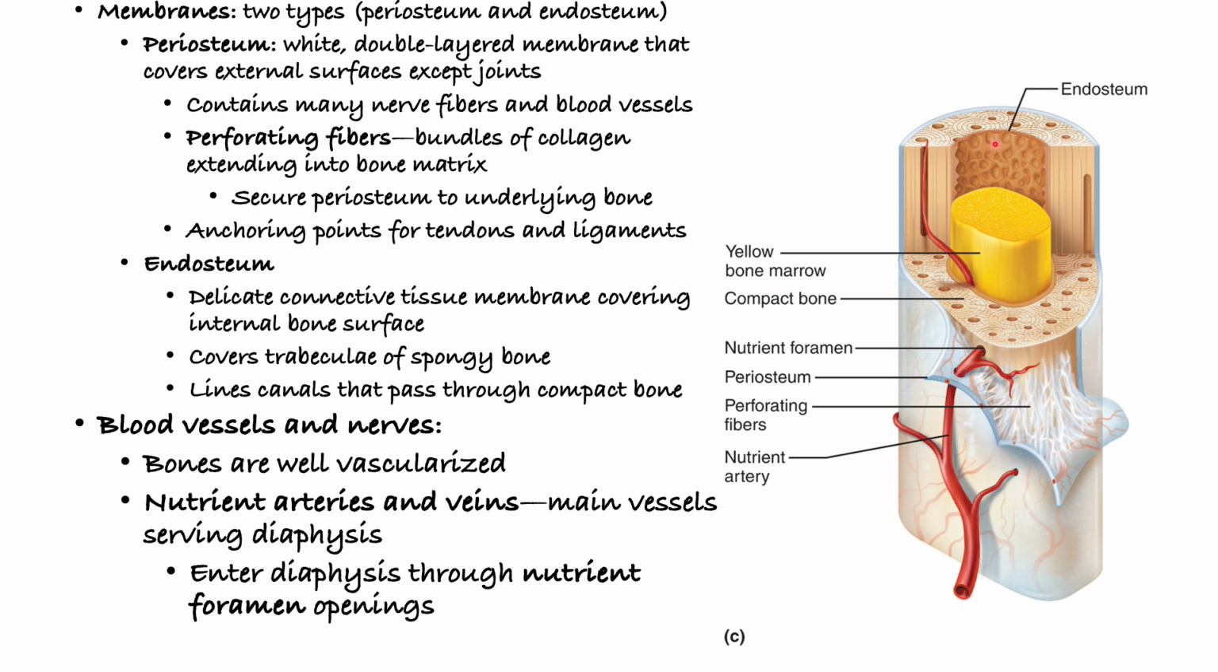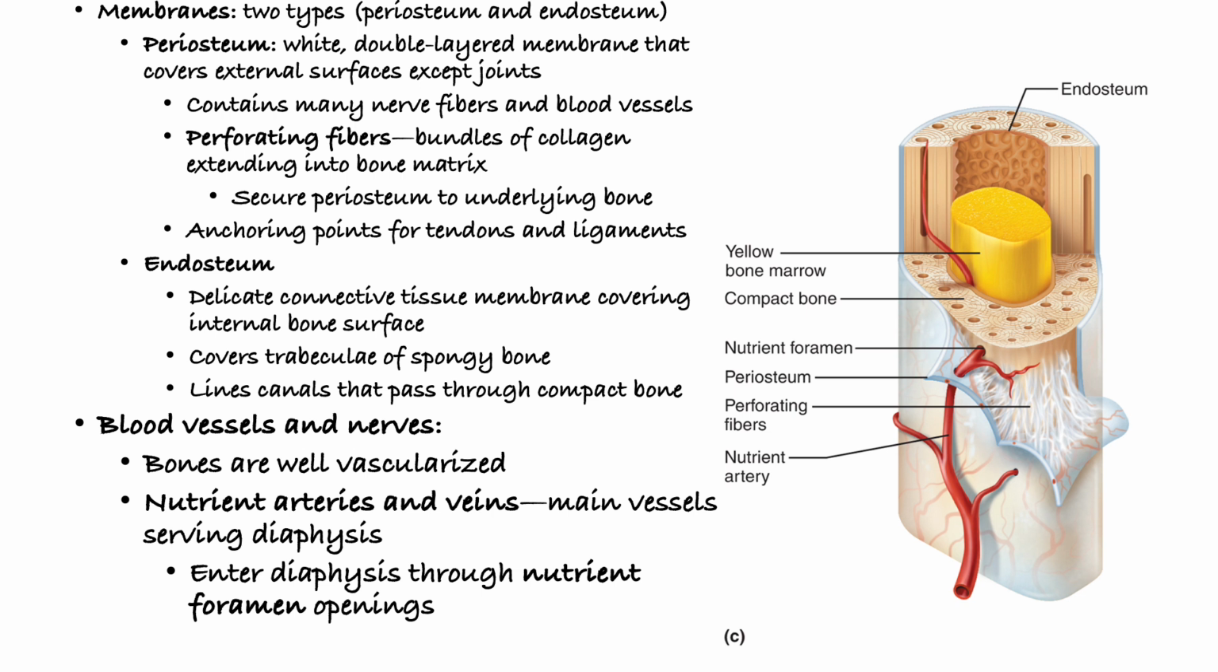And here you are going to see the endosteum. The endosteum is a little bit more delicate than the periosteum, and this is going to cover the internal bone surface. This also covers the trabecular spongy bone and lines the canals that pass through the compact bone.